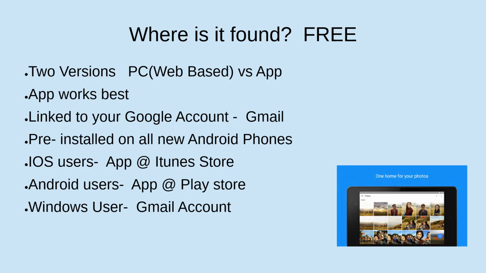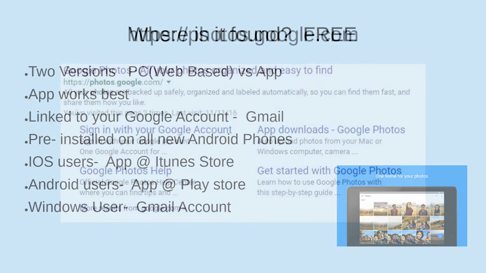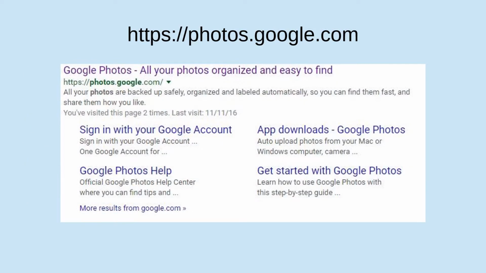It's important that you know what your Google account is. It is usually your Gmail address plus your password. Again, it's pre-installed on all Android phones. iOS users can get it at the app iTunes Store. Android users get it at the app Play Store. And of course, Windows users can use it online. Again, it's found at photos.google.com, where you just log into your account, and there all your pictures will be in the cloud.